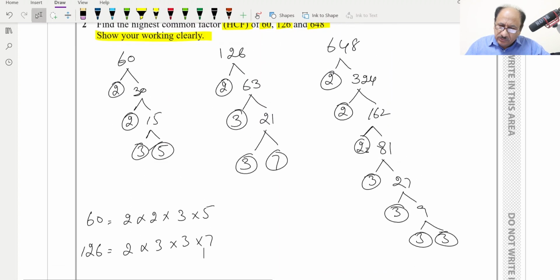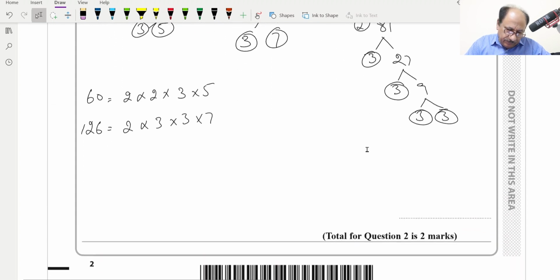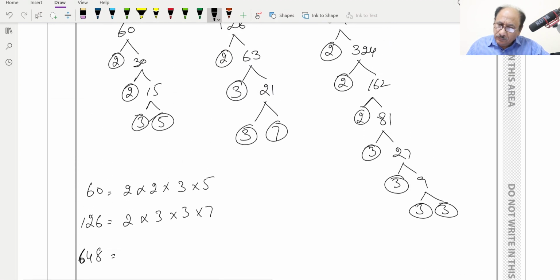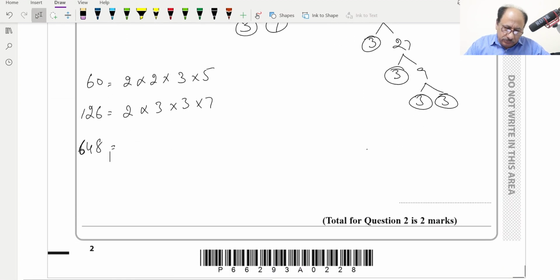Then comes 648. 648 is equal to 2 into 2 into 2, and 3 multiplied by 3 multiplied by 3 multiplied by 3.